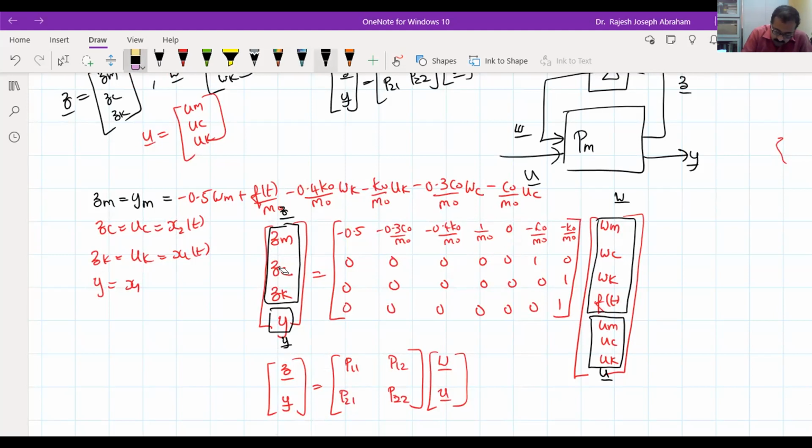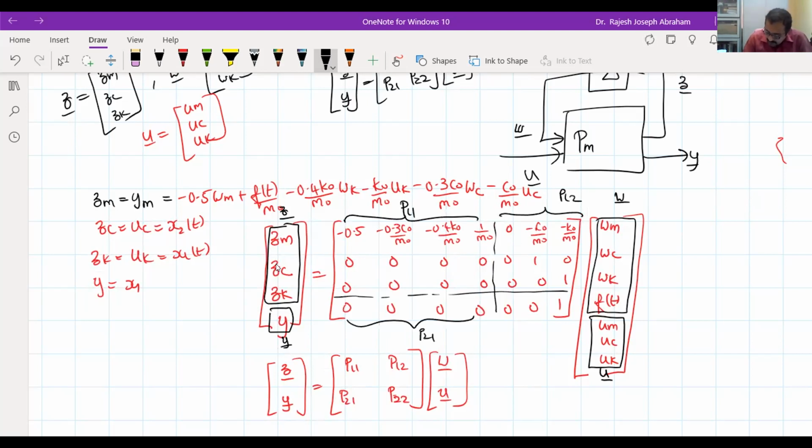So first 4 columns, this thing, 1, 2, 3, 4. And how many rows do we need to consider? The first 3 rows, so this thing. Okay, so this is our P11. This is our P12. This is P21, and this is P22.